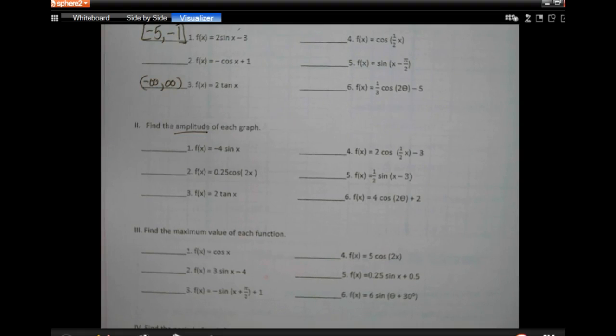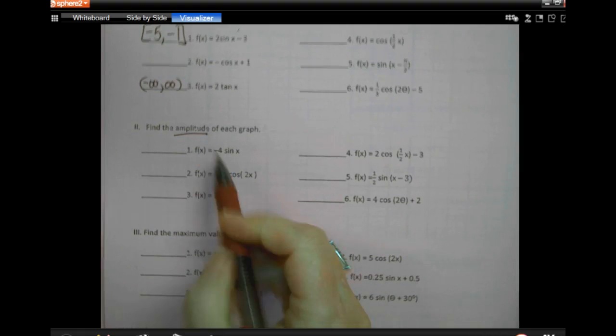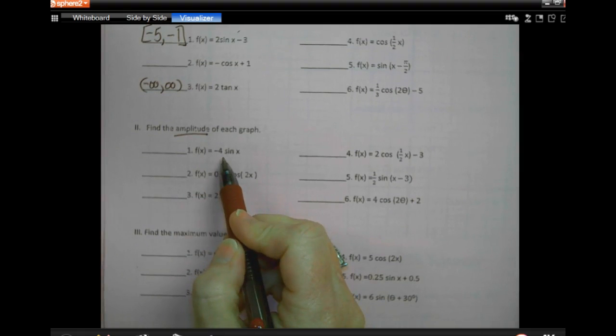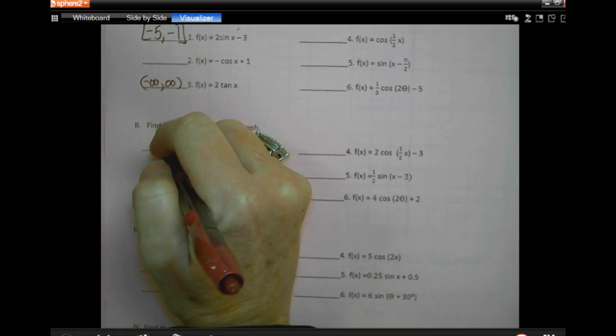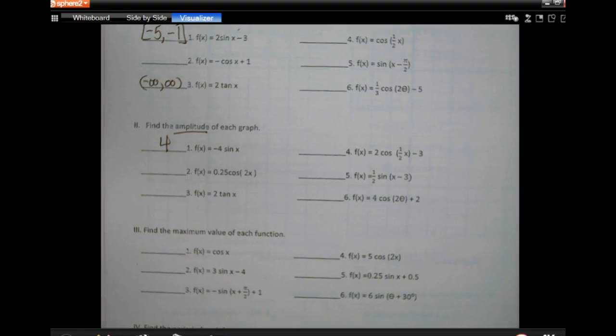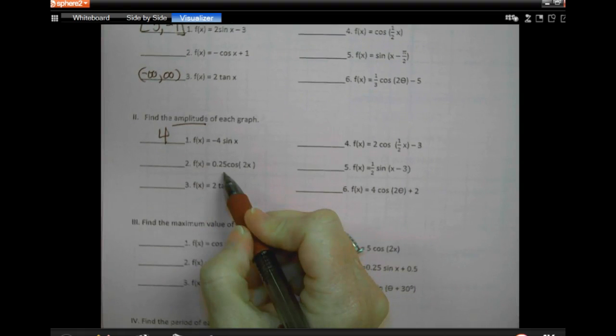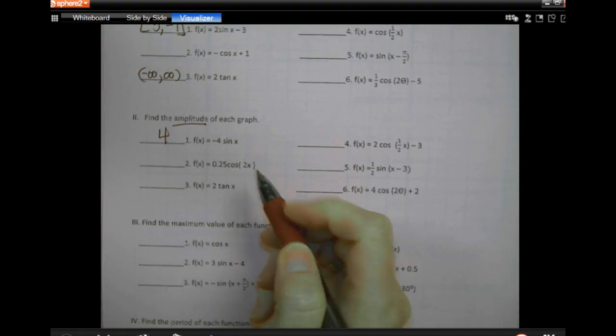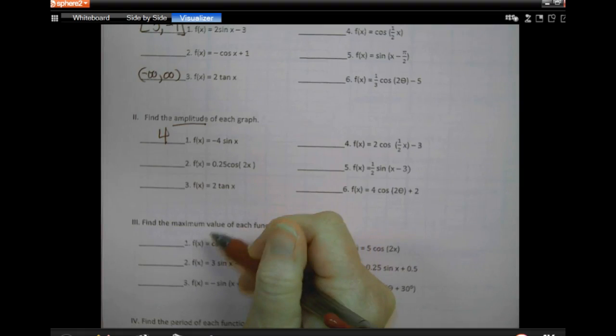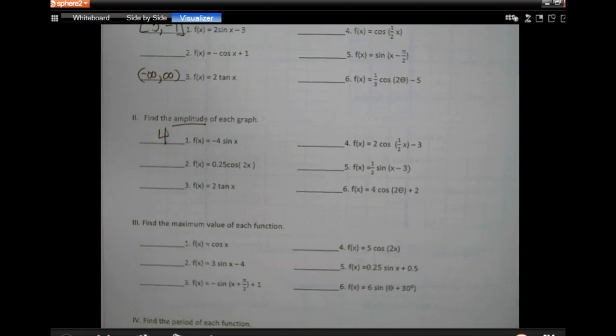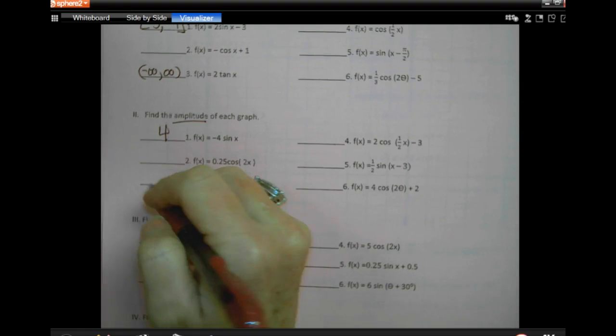Is it ever negative? So on the first one, is the amplitude 4 or -4? Well, stop writing -4 on your quizzes then. It's a 4. What's the amplitude? You can write 0.25 or a fourth. Either one, it's the same. What about the amplitude on number 3? It's none because it's tangent.